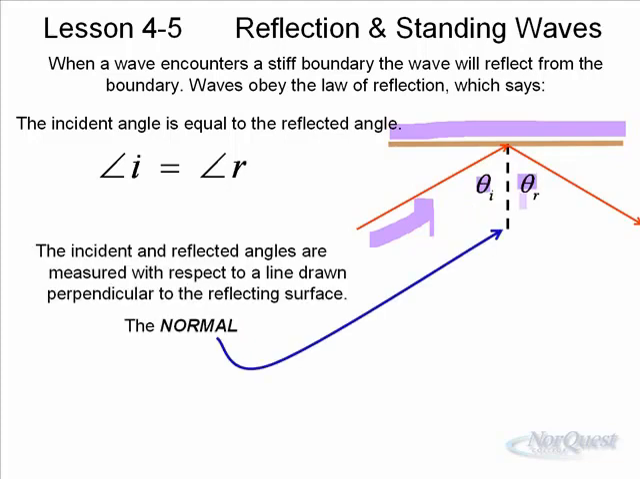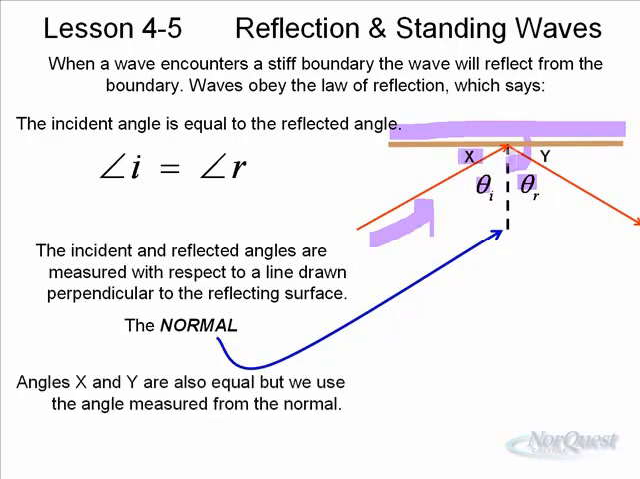Now, the incident and reflected angles are measured with respect to a line drawn perpendicular. So this dotted line is perpendicular to the reflecting surface. It's called the normal. And notice that angles x and y are also equal to each other. If you did this mathematically, you would find that, but we generally measure the angle with respect to the normal. All right, so that's the law of reflection.